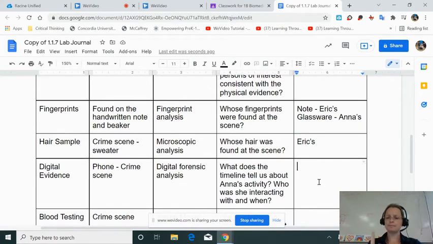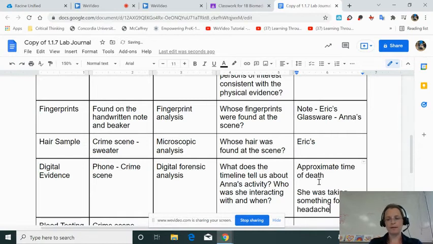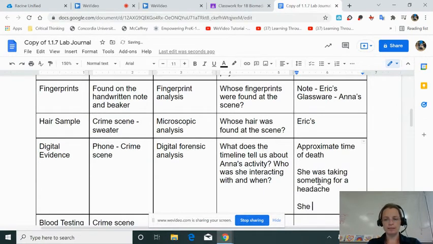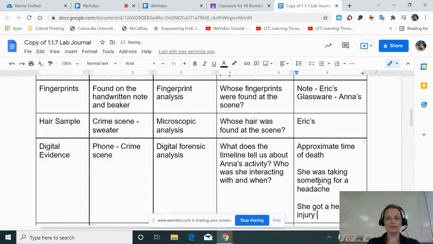Digital evidence, what we got from that is an approximate time of death. And something else I'm going to include that I didn't in class when I gave you guys this one was she was taking something for a headache because she got that head injury in soccer practice. Those were the big things, I think.